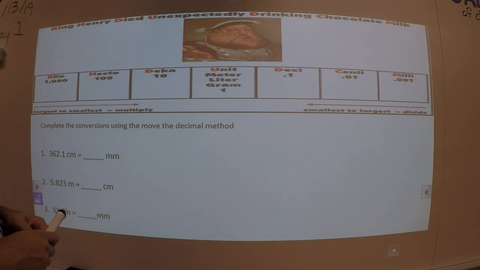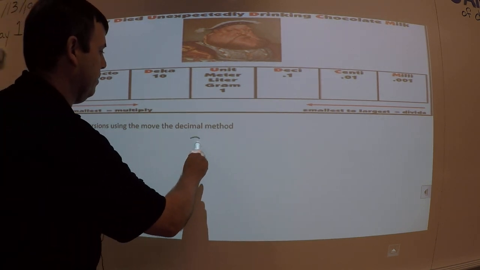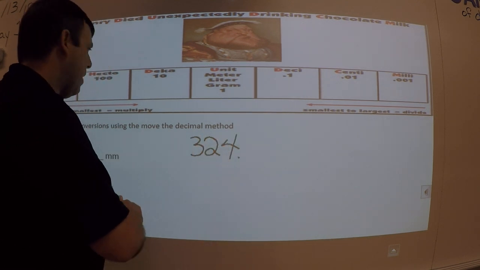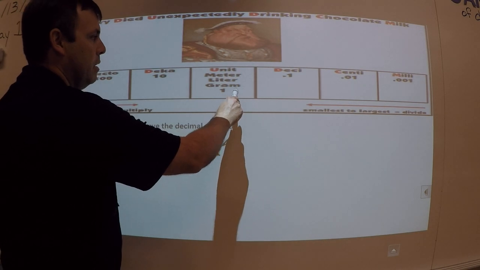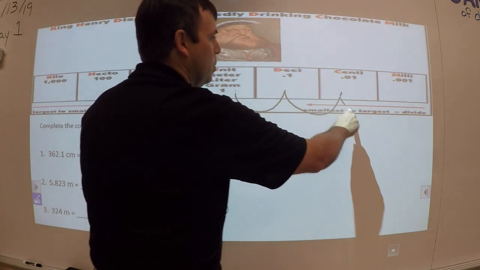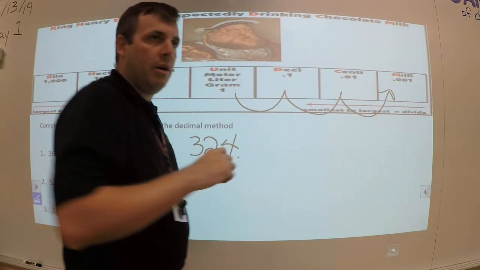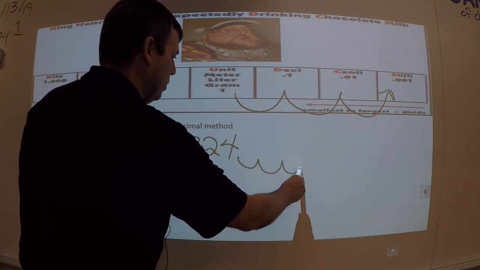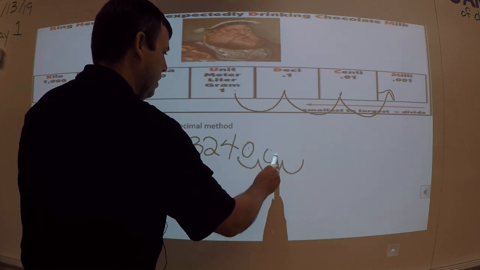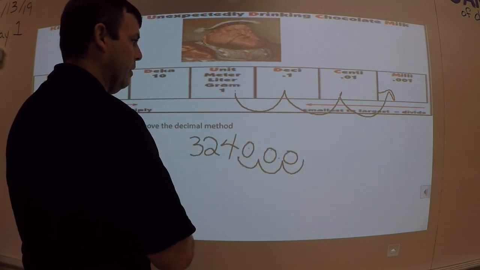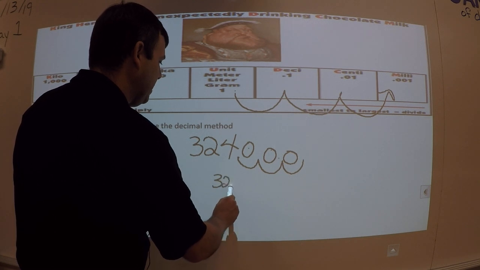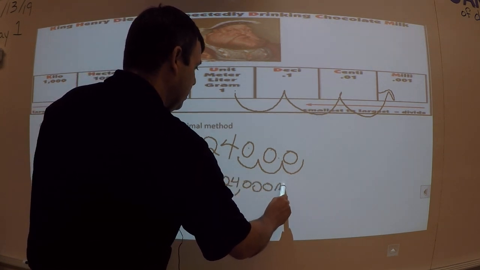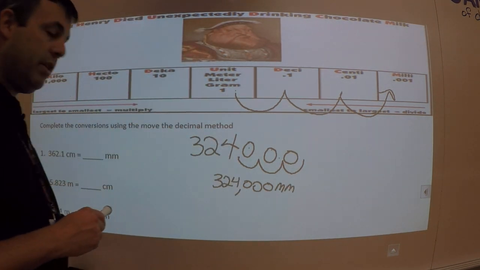Okay, last one, 324 meters. And now in this case, the decimal point is going to be back here, and I want to go to millimeters. Here's meter. I've got to go 1, 2, all the way over here to millimeters. That's 3 stops away. 1, 2, 3. And there's my answer. My answer is 324,000 millimeters make up 324 meters.